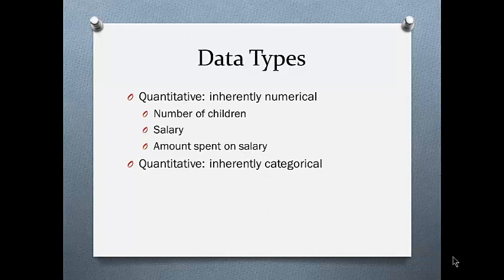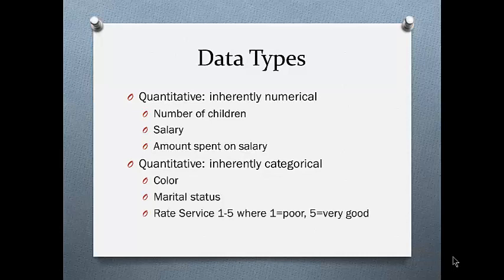The other type of data is qualitative. This talks about the qualities of whatever you're surveying. It's inherently categorical. Some categories are color. What color car do you buy? That's red, blue, green. We can't get an average car color. That doesn't make sense. That's a category. That's qualitative. Marital status. Single, married, divorced, widowed. Those are qualities, qualitative categories.